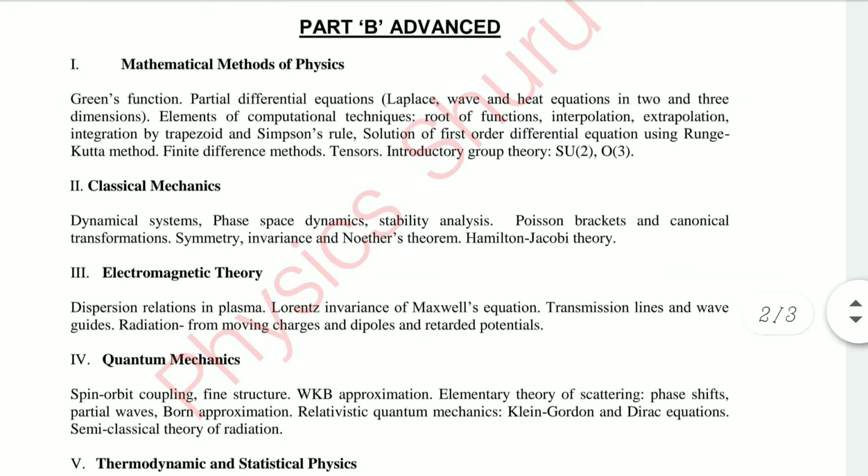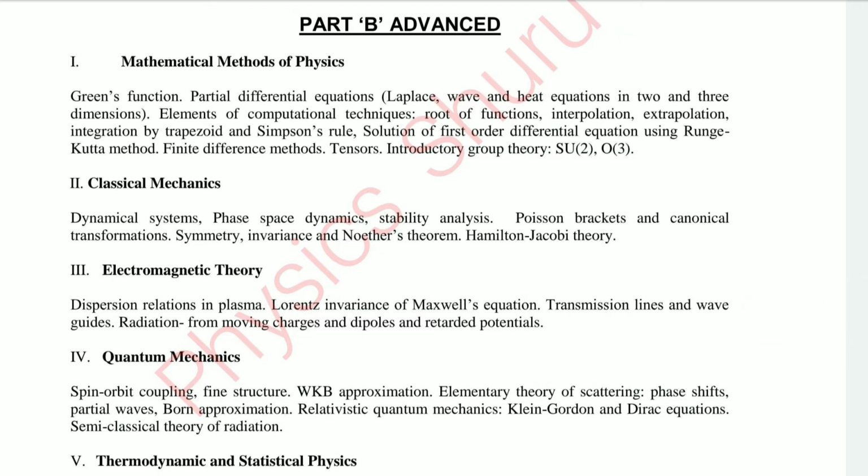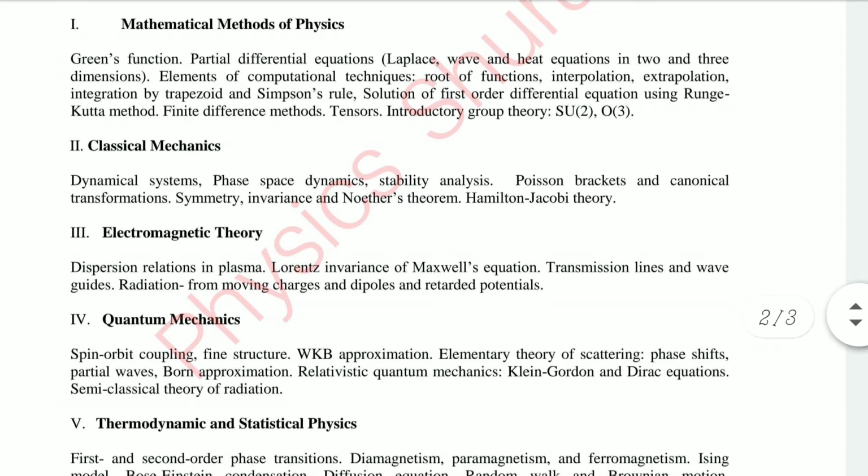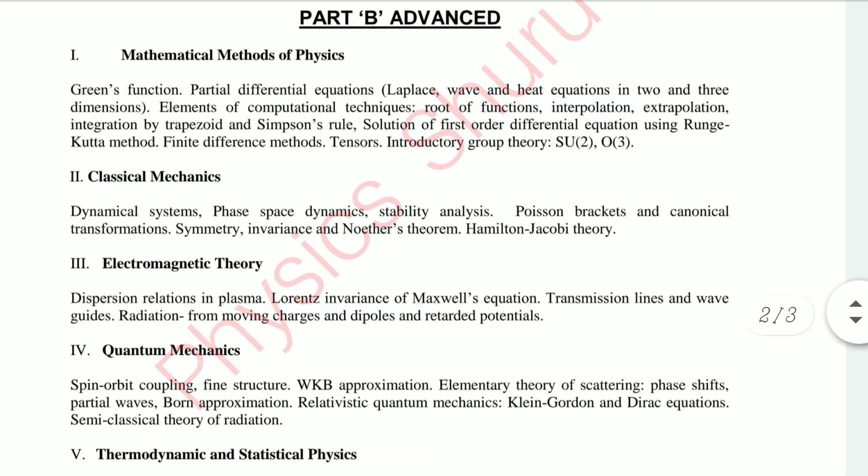In this section you have to read dynamical system, phase space, dynamic stability analysis, Poisson's bracket and canonical transformation, symmetry, invariance and Noether's theorem, Hamilton-Jacobi theory. And third unit, electromagnetic theory. Here in these sections you have to read dispersion relation in plasma, Lorentz invariance of Maxwell's equation, transmission lines and wave guidance, radiation from moving charges and dipoles, and retarded potentials.